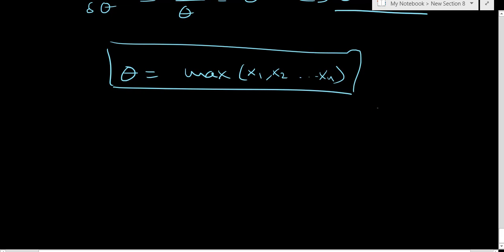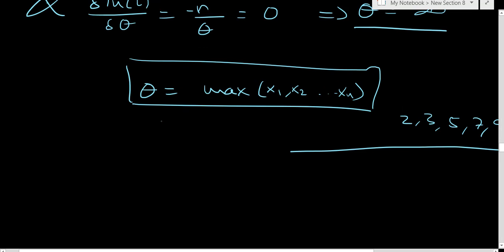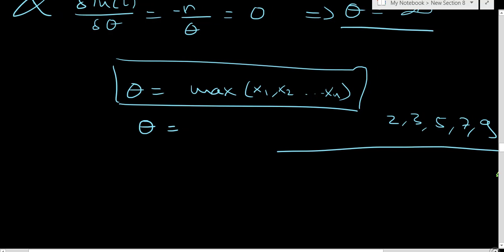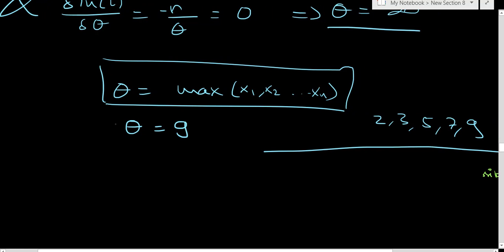So if I have a bunch of numbers coming out of a uniform distribution, 2, 3, 5, 7, 9, then theta is equal to the maximum of these values, that is 9. And all the probabilities would be 1 over 9, that is 1 over theta.